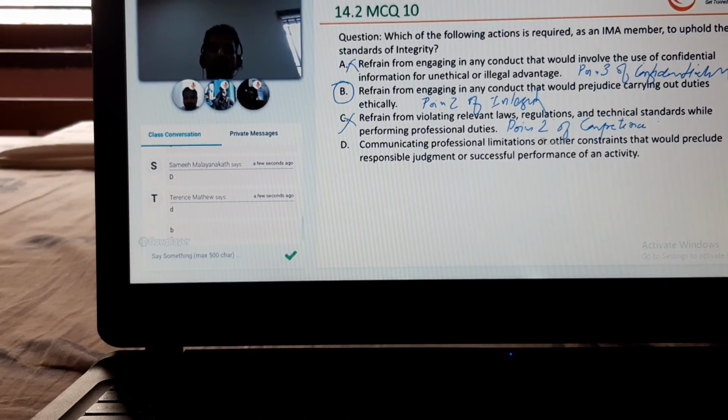Communicating professional limitations or other constraints that would preclude responsible judgment or successful performance of an activity. Where is it coming? Point 4 of credibility, right? That is what is moved from the competence standard to credibility standard. That's what people really read, but it is not just moved, they have changed it also. It was recognizing professional limitations, recognizing and communicating. So they have removed the word recognizing, so it is purely credibility. So it is point 4 of credibility. So it is not integrity.